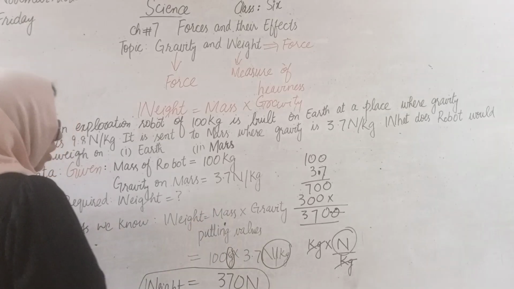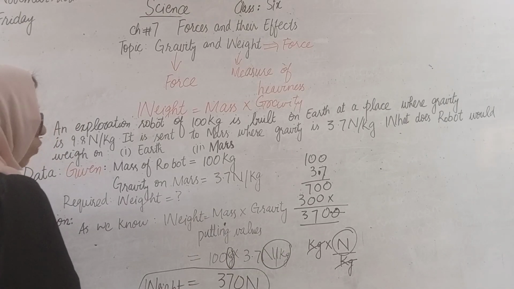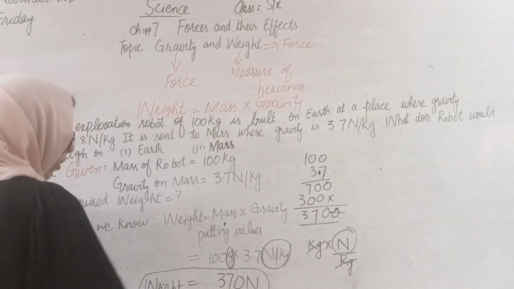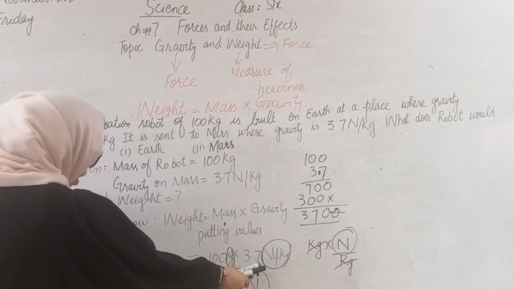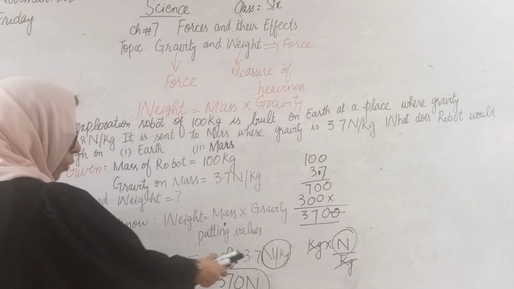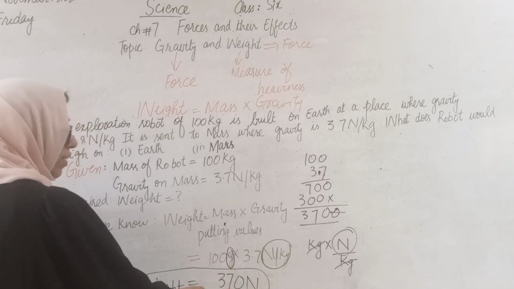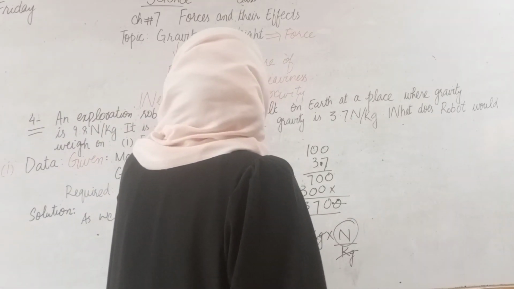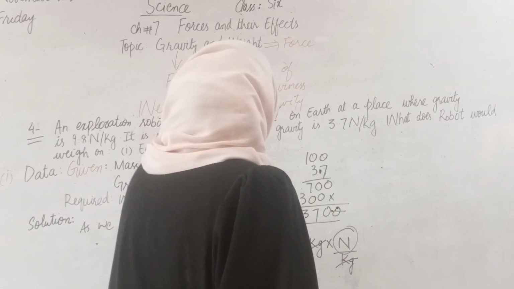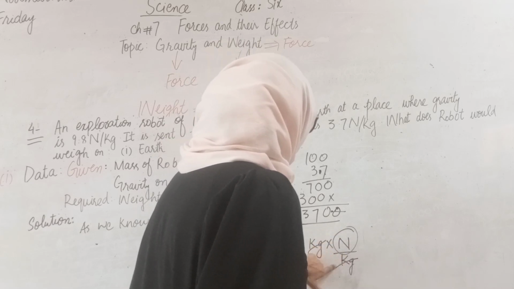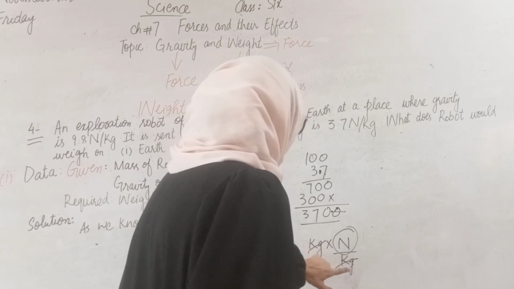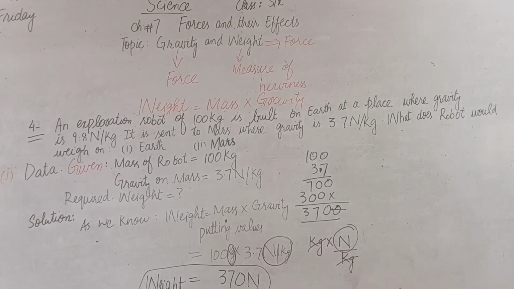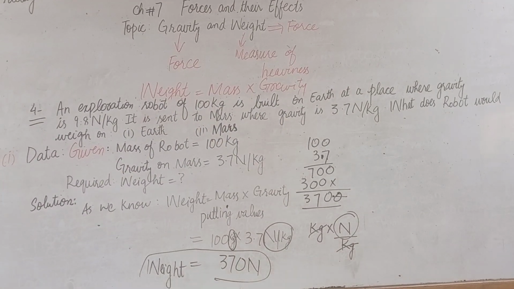Mass is the same, that is 100 kilogram. Then we write 3.7. We multiply 100 with 3.7 and we have got the answer 370. And after that we find the units. Kilogram multiplied by Newton per kilogram, kilogram will be cut and we have got Newton, and we have found the answer, that is 370 Newton.